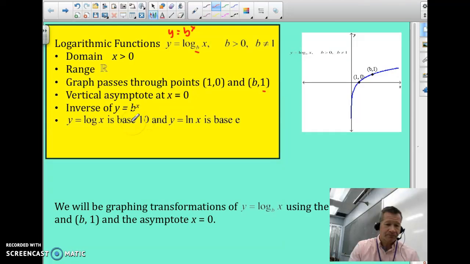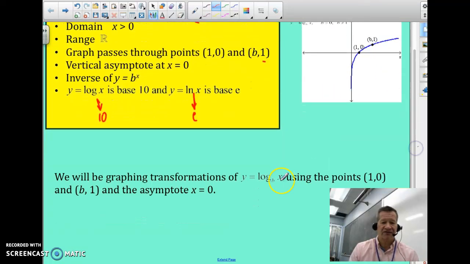So if you just see log of x, we know that when the base isn't noted, the base is 10. If you ever have a natural log, again the base isn't noted, but it's a natural log, that would be base e. All other bases they will write as a subscript. Okay, so let's try this now.